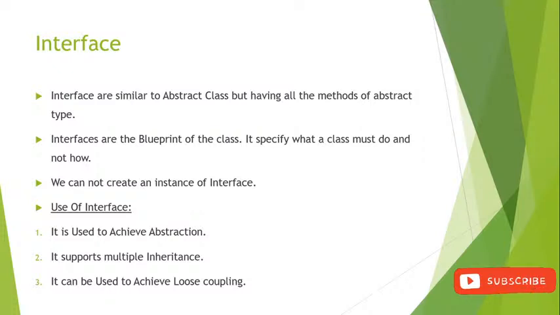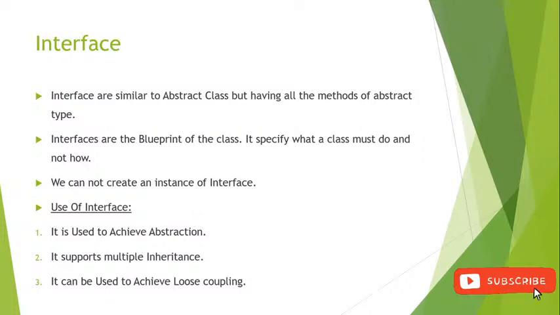With a class, we saw tight coupling. Tight coupling means whatever changes we make inside the parent class will be reflected into the child class. In loose coupling, whatever changes we make inside the parent will not reflect into the child class. That is the meaning of loose coupling and tight coupling.